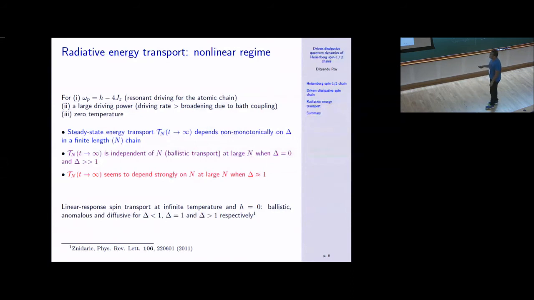So their result in the linear response spin transport regime at infinite temperature, for example, if I take the external field 0, is ballistic when delta is smaller than 1, which seems to match with the radiative energy transport result also. But now they have diffusive transport for large delta, which in this case I see also seems to be ballistic. And at delta 1, spin transport seems to be anomalous, which I cannot conclude, at least from my result for small systems.